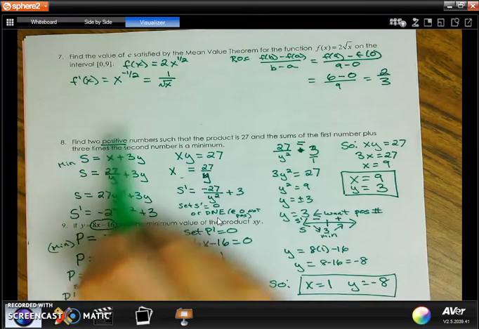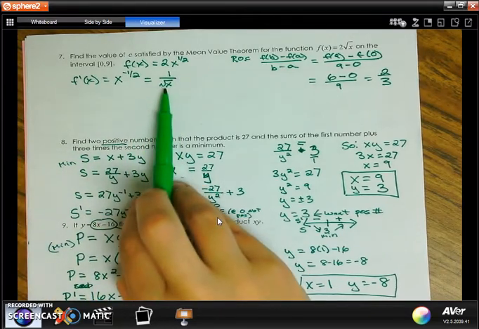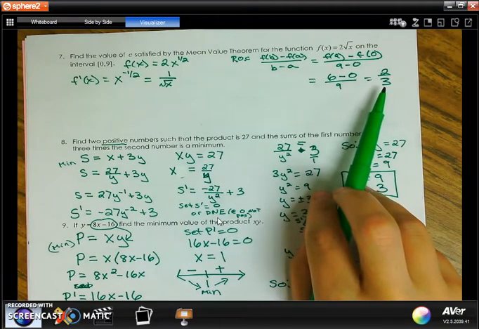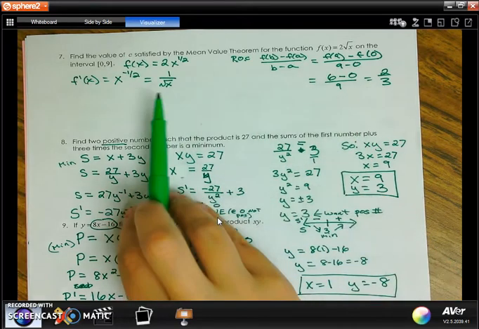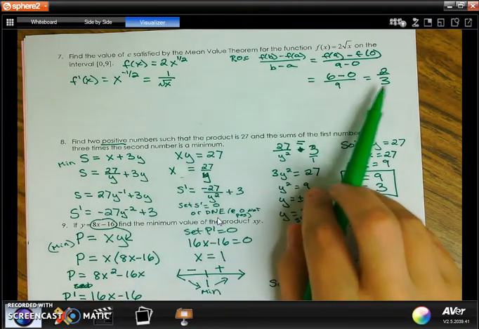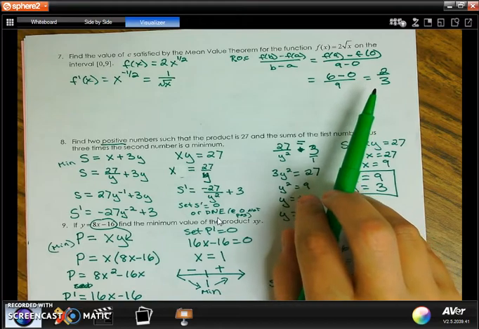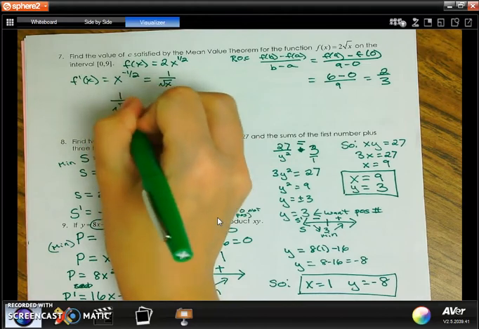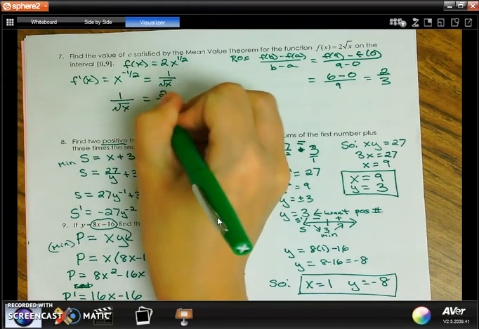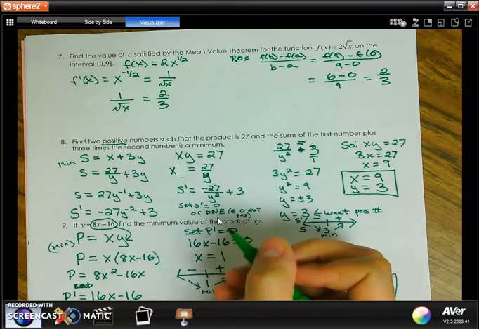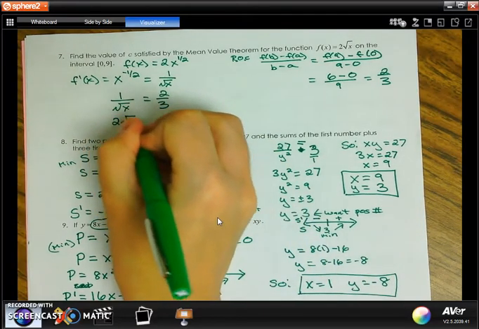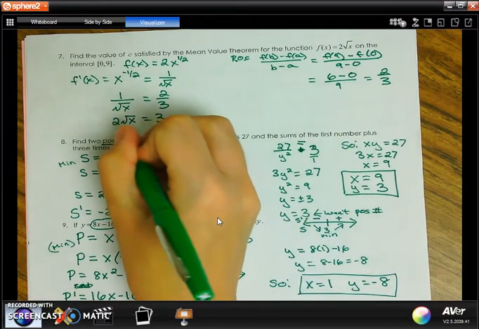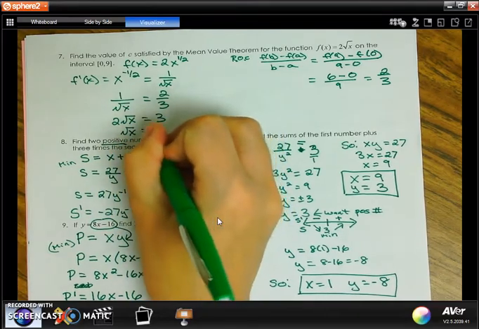Okay, so really the mean value theorem is saying that I want to take this derivative and set it equal to the average rate of change, because they're saying that somewhere on that graph, the average rate of change equals the derivative. Remember, the average rate of change is how we found slope in pre-calculus. So we're just setting those two things equal and solving for x. So I'm really just saying 1 over square root of x equals 2/3. To solve this, all you need to do is cross multiply. So you have 2 square root of x equals 3. Divide both sides by 2, and you get square root of x equals 3 over 2.